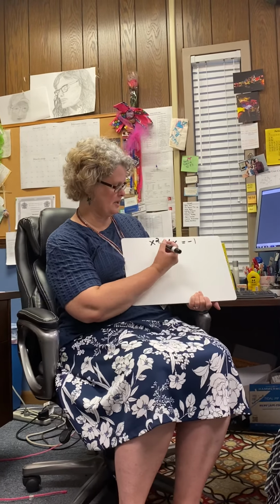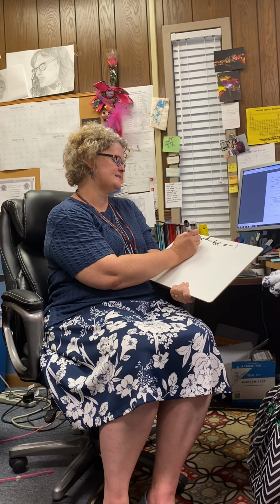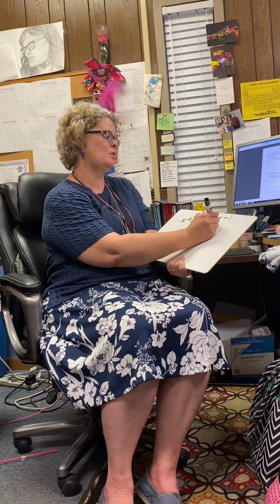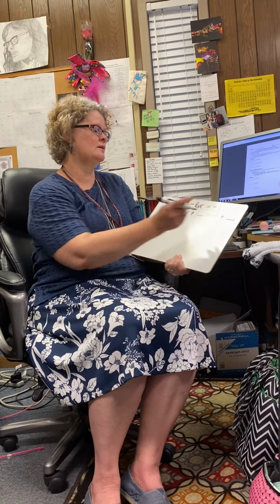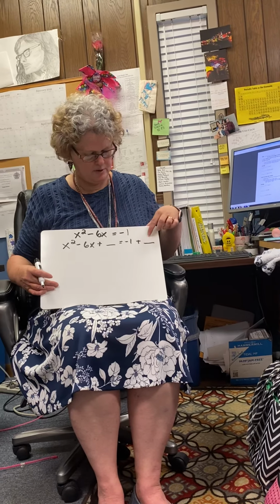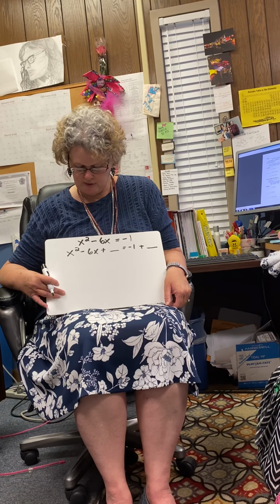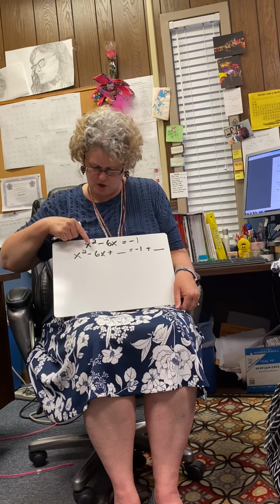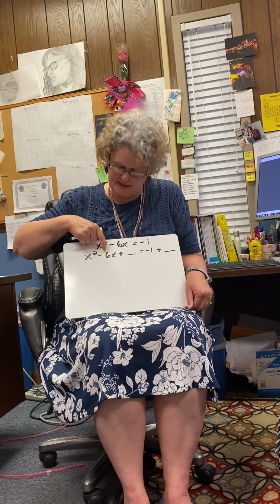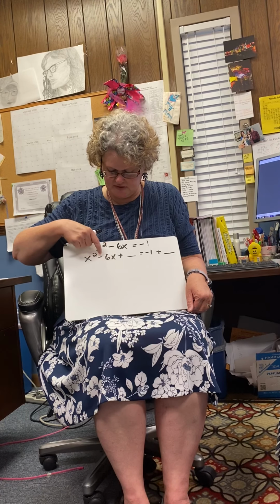So the next thing that I'm going to do is insert some spaces, one on the left and one on the right. So what we're going to do is actually add something into this space on both the left and the right hand side of the equation. Now, what we're going to add depends on this middle term. So you see this coefficient is -6. So we're going to have -6.